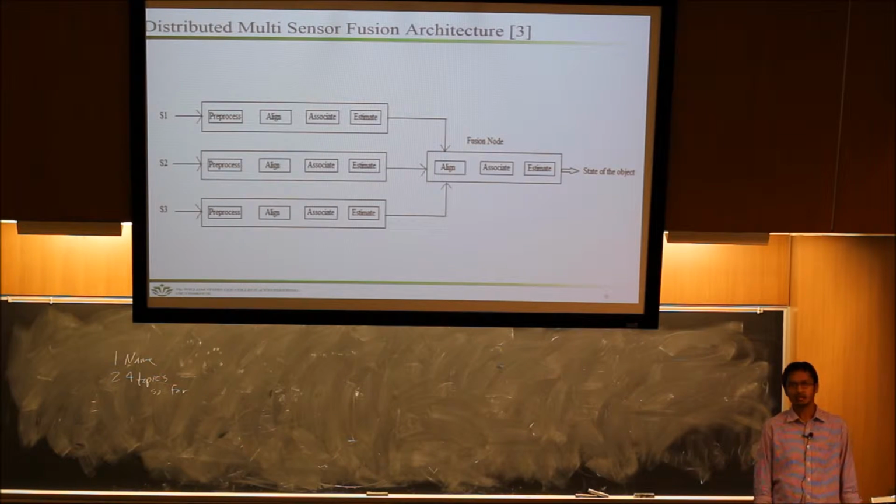In the distributed sensor fusion architecture, each of the nodes does its own local processing and fusion, and then there is still a centralized node that has a global view of your system, which still performs its own alignment, association, and estimation.